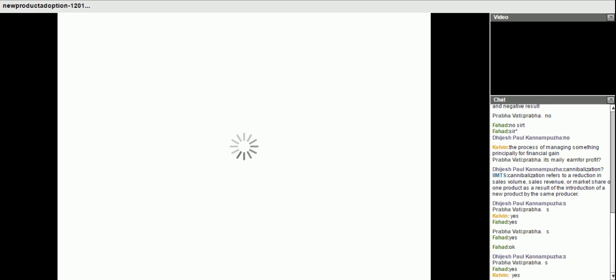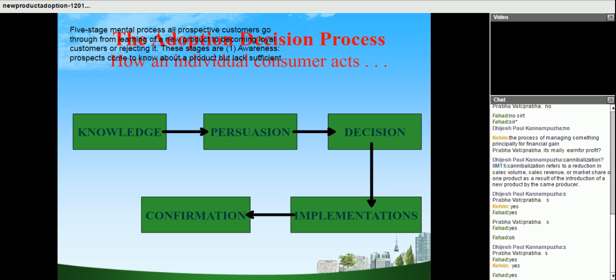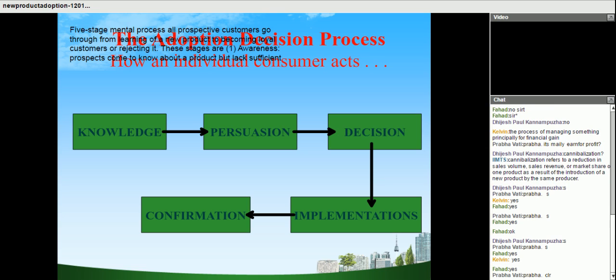Clear? This is the basic. Kelvin, Prabha, Vijesh, Fahad, clear or not? I explained it to you in simple terms.